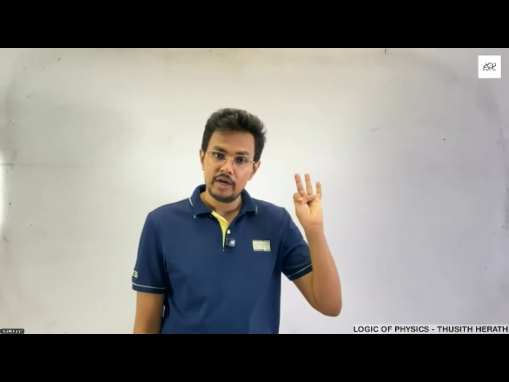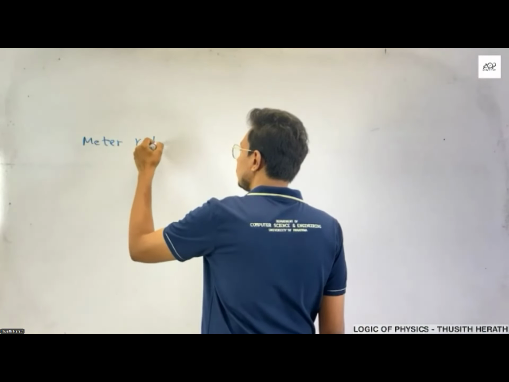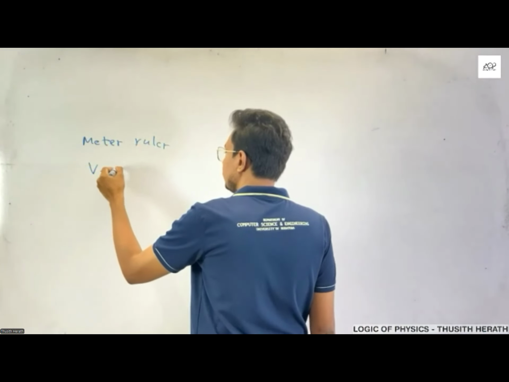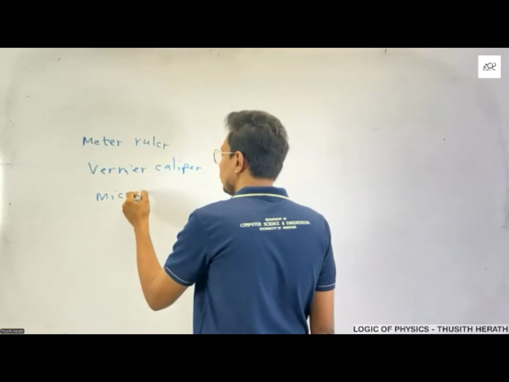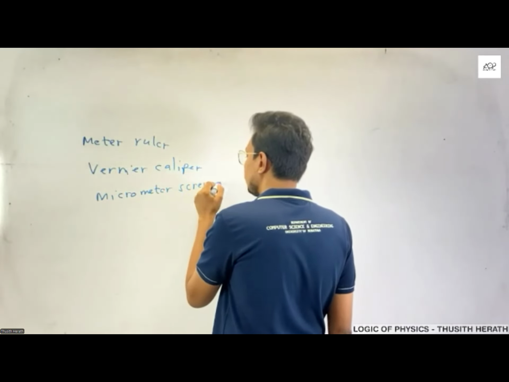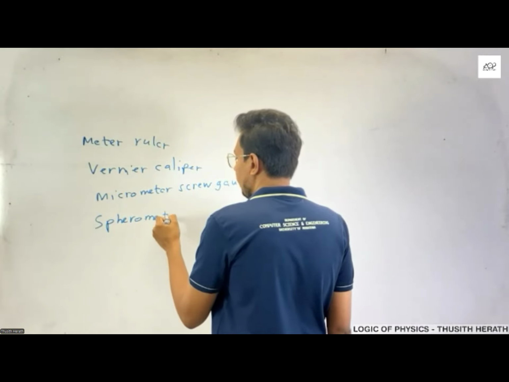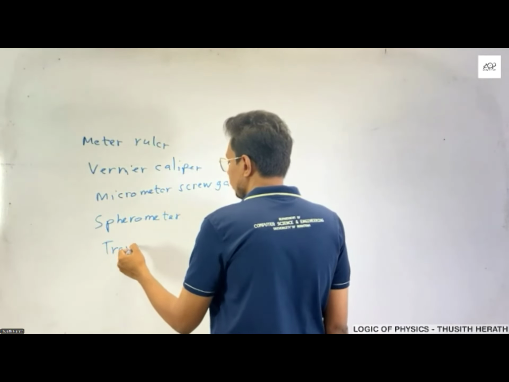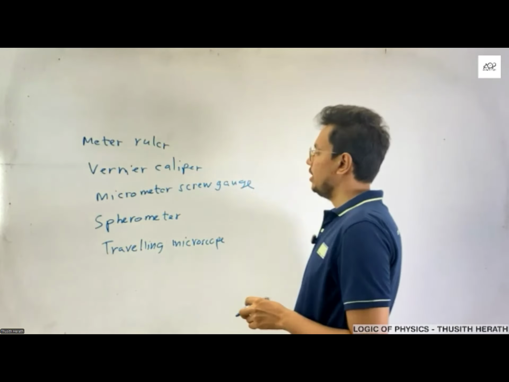When we talk about the measuring instruments, I told you that there are 5 instruments to learn: meter ruler, vernier caliper, micrometer screw gauge, spherometer, and the traveling microscope, right? These are the 5 instruments we are going to learn.